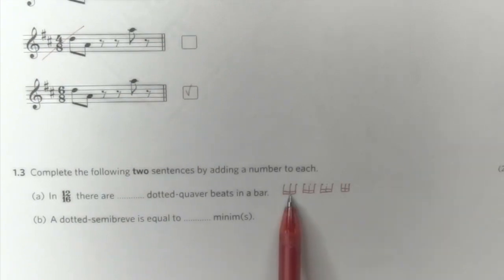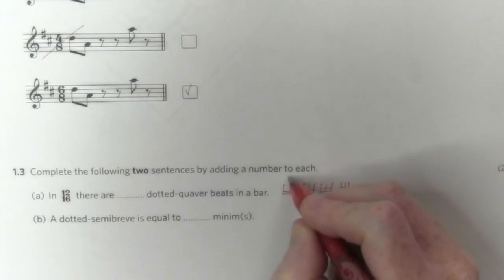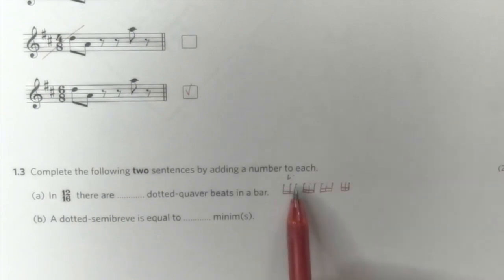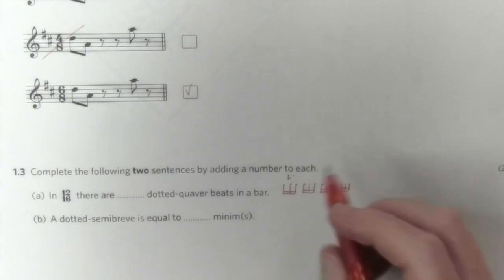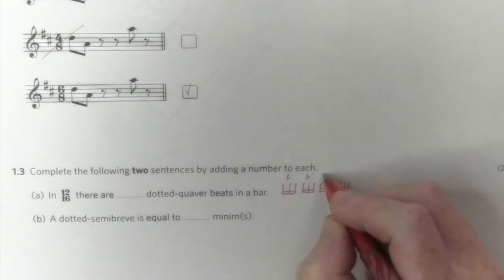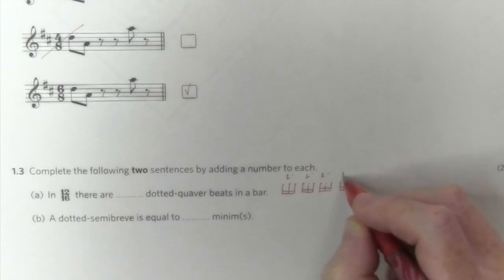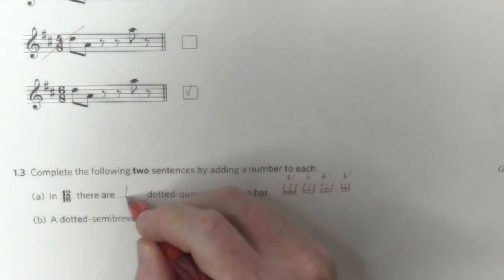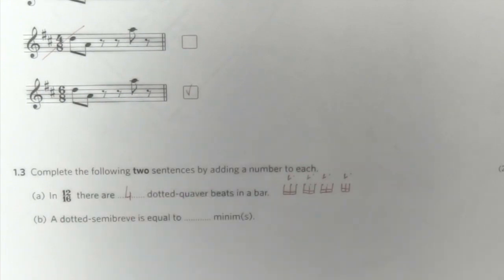Three semiquavers equals a dotted quaver, because two of them is a quaver plus another half. So how many dotted quavers do we have? Four. That's the answer. It's very quick. A dotted semibreve is equal to X number of minims.